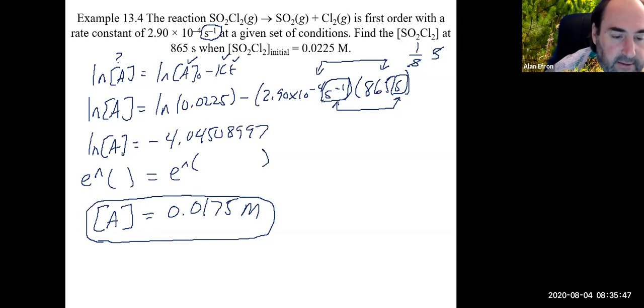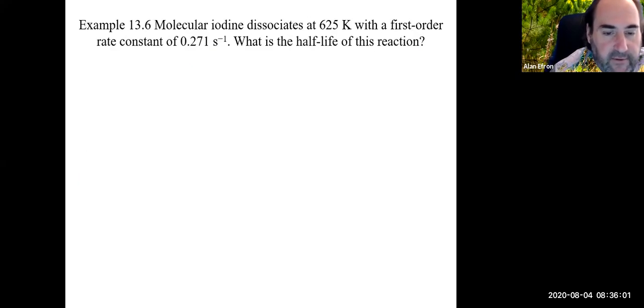So again, e of both sides here. Any questions on that calculation? Okay, so one more in terms of first order. Here we just want to calculate the half-life of this one, so go for it.